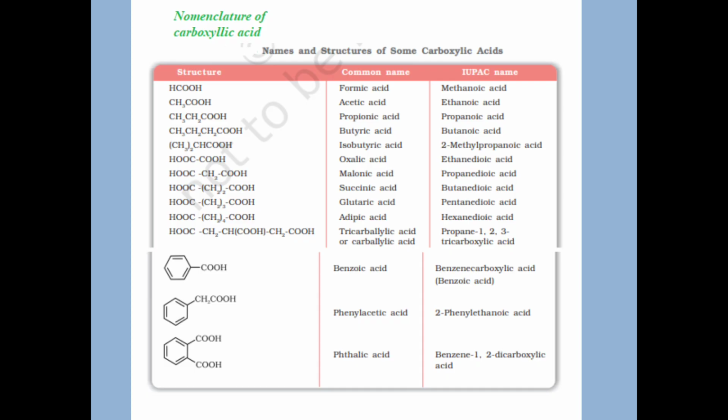Now come to the nomenclature of the carboxylic acids. First one is formic acid or methanoic acid, second one is acetic acid or ethanoic acid, third one is propionic acid or propanoic acid, butyric acid or butanoic acid. This, with two COOH groups, is oxalic acid. Oxalic acid, malonic acid, succinic acid, glutaric acid, adipic acid, with the continued addition of one CH2 group here.